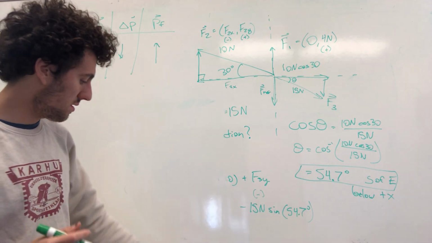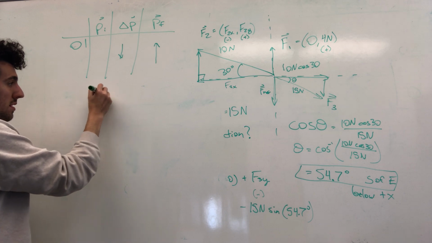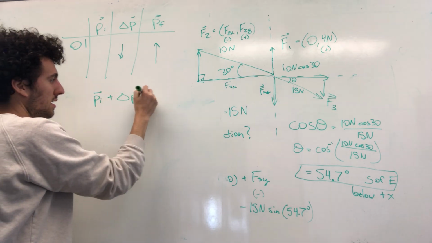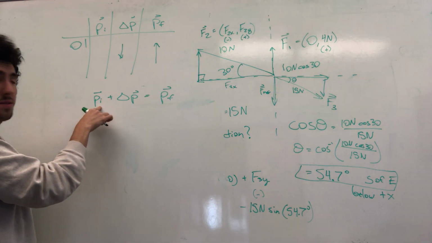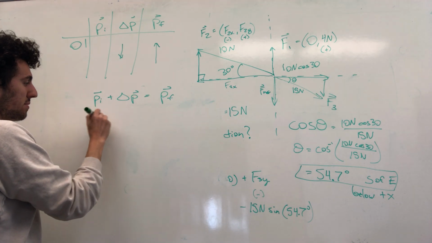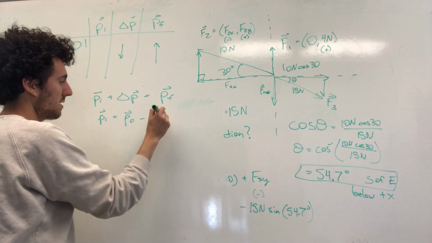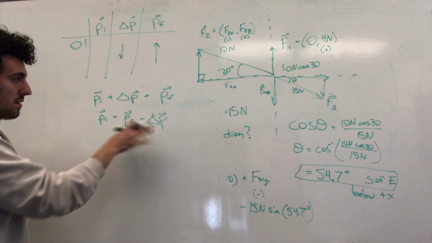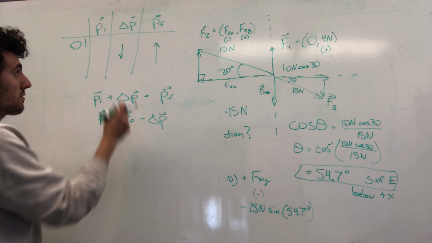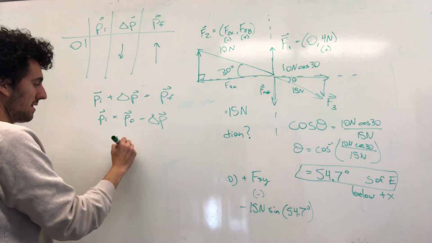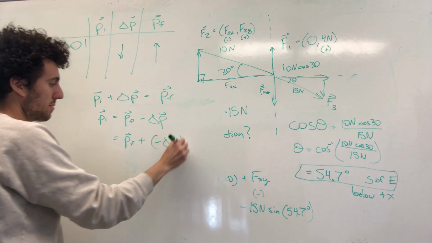But we know P initial plus delta P equals P final. In this case, we want P initial, so I'll move delta P over to the other side. P initial is just P final minus delta P. I wrote this out algebraically, but we can just do this using our vector addition, right? For that, instead of using subtraction, it's easier to write this as PF plus negative delta P.